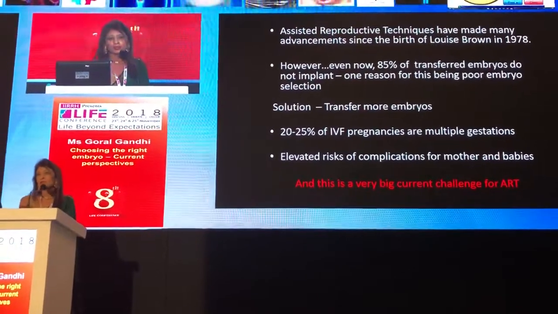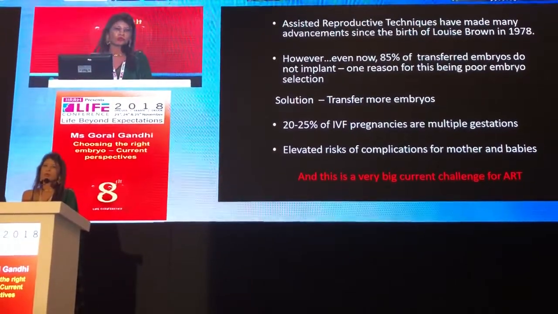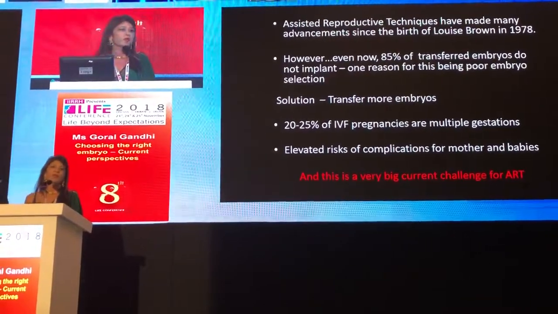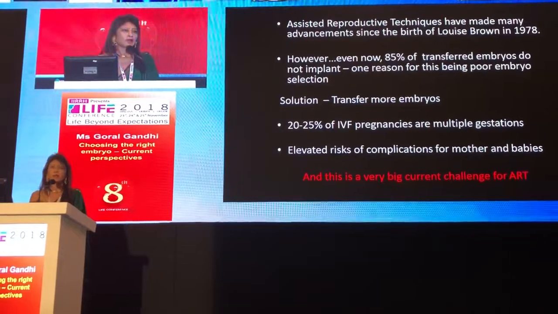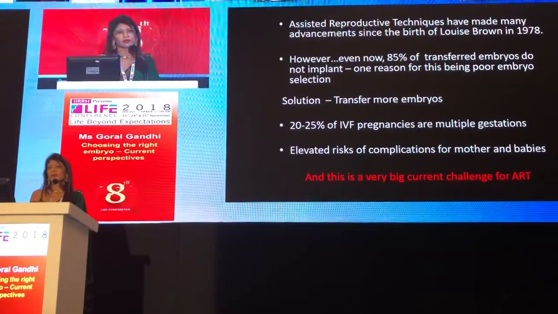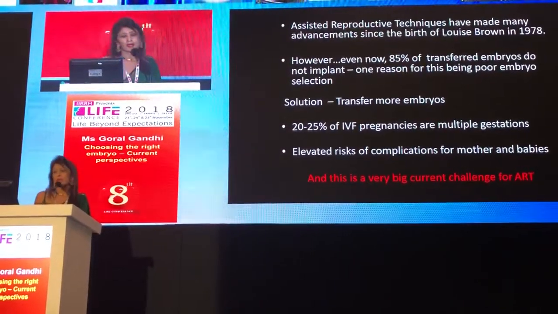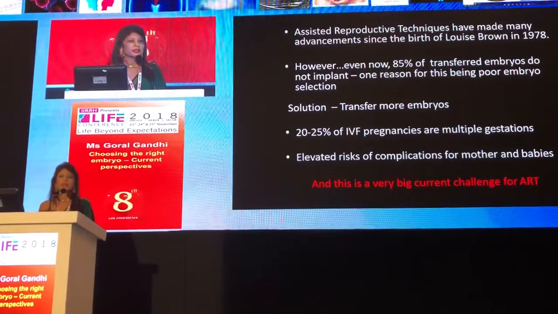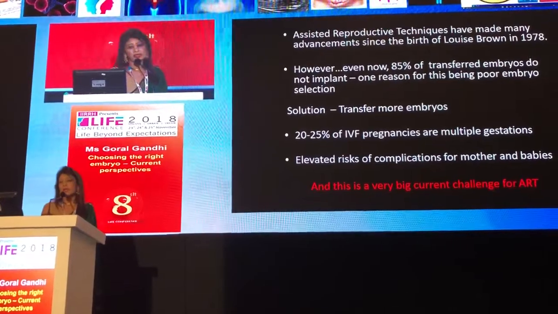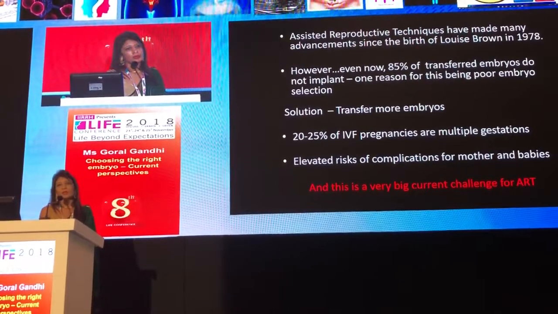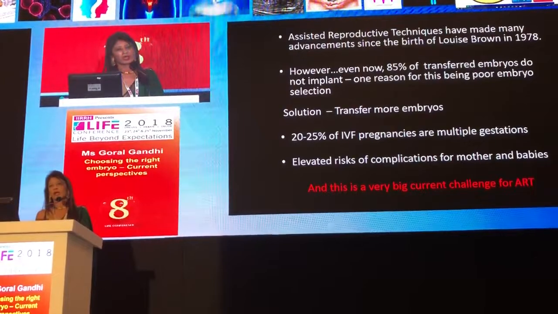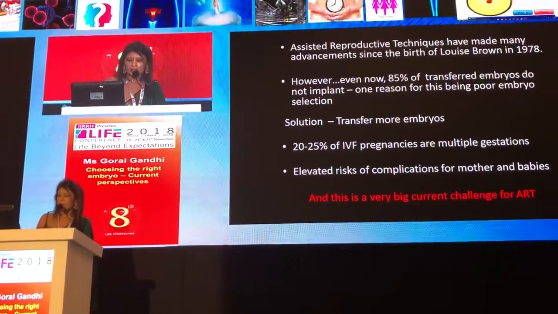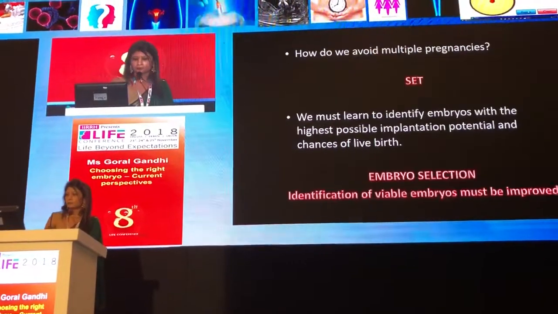And as a solution to our inability to select the embryo, what we do is we transfer more embryos. Even today, in many clinics in India, they transfer 2 or 3 embryos in a single cycle. As a result, 25% of IVF pregnancies are still multiple gestations. And we all know that multiple gestations have very high risks for mothers as well as babies. This is a very big current challenge for ART.